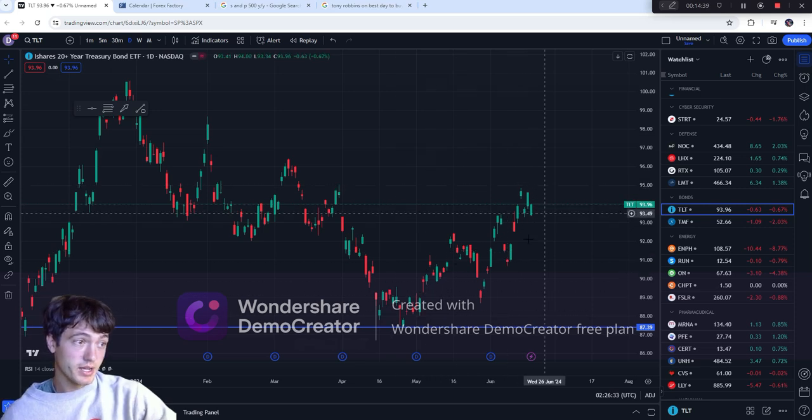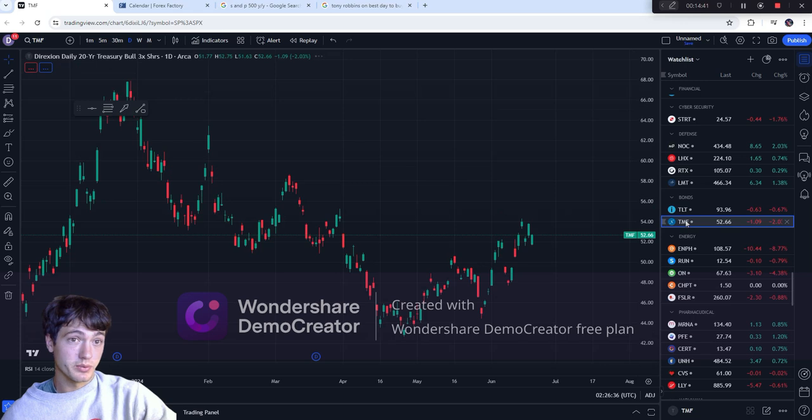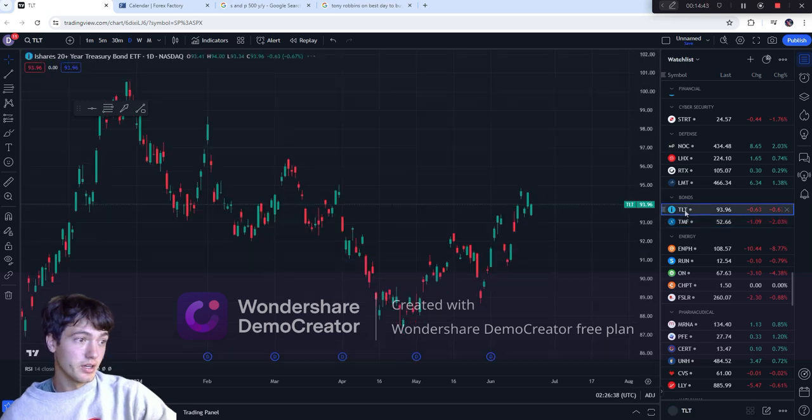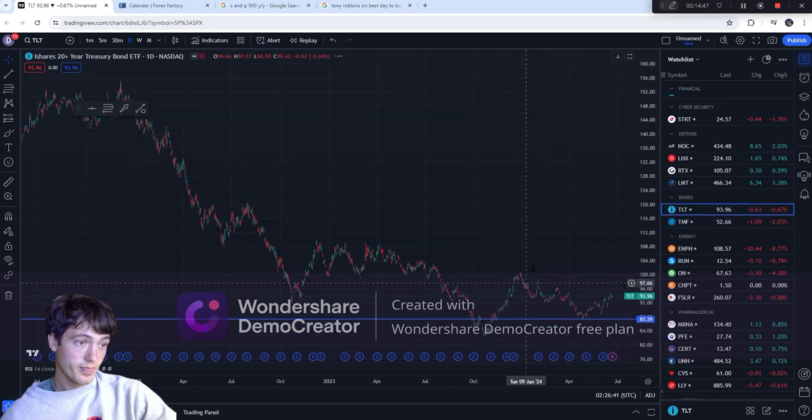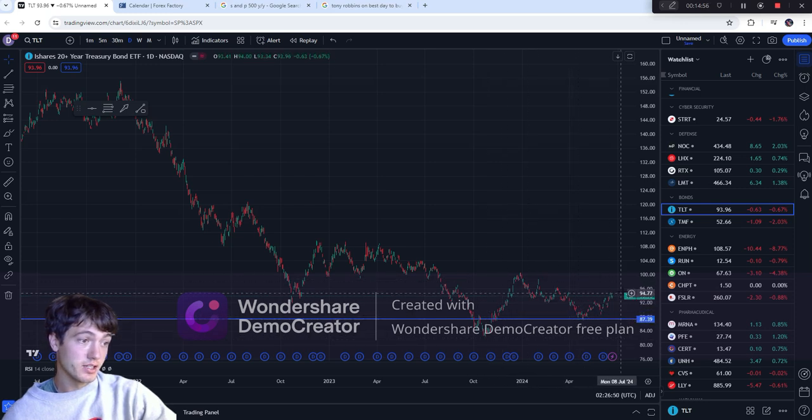Having some nice retracements back up to the upside. TMF is just the 3 times leveraged. So this is TLT. Had a low here of $82, and since then shot up, had a nice retracement here, found that support at 87, has been shooting up again.